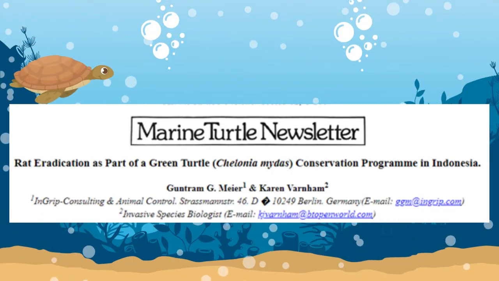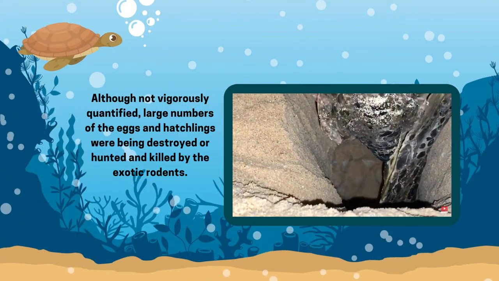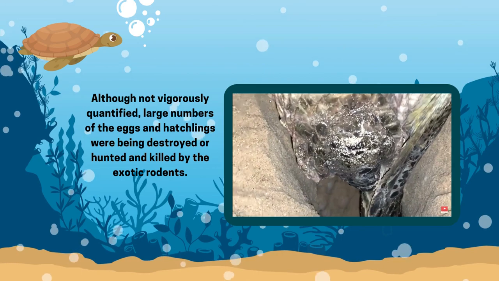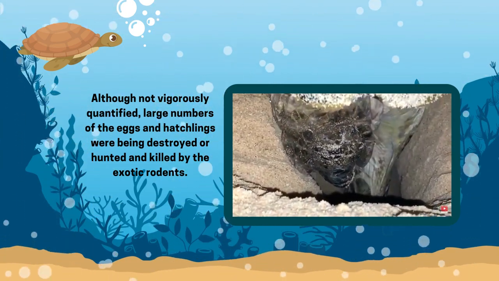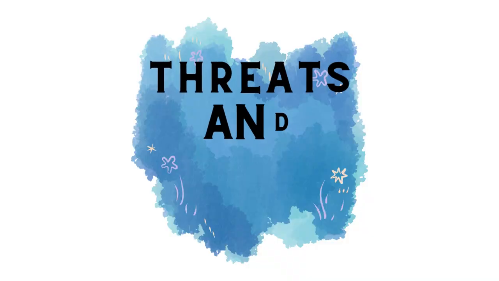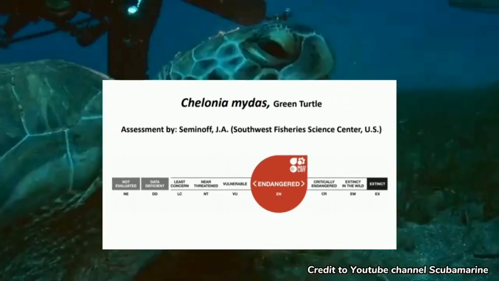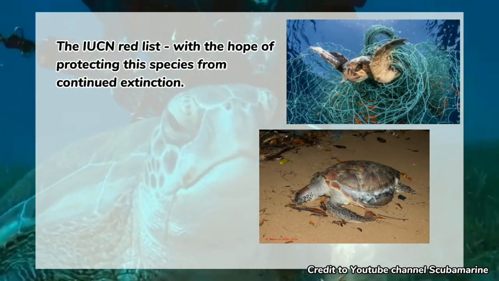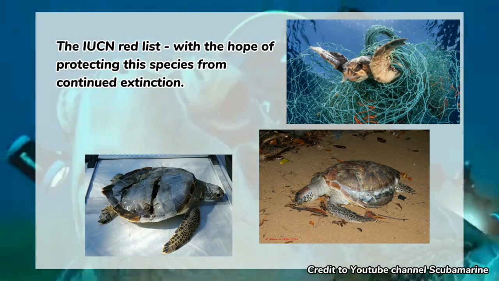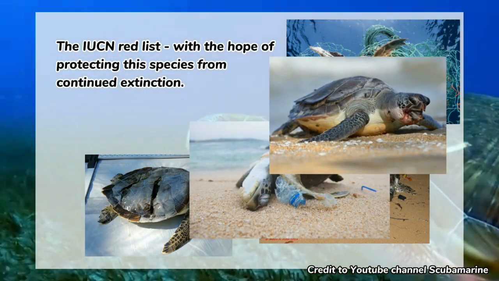Rat eradication conservation program in Indonesia. Although not rigorously quantified, large numbers of eggs and hatchlings were being destroyed or hunted and killed by exotic rodents. The IUCN Red List status for this species is endangered. The IUCN emphasized the need for turtle populations around the world to be conserved by classifying turtles as endangered, with the hope of protecting this species from continued extinction.